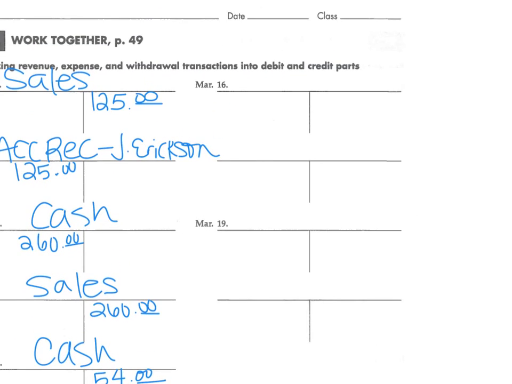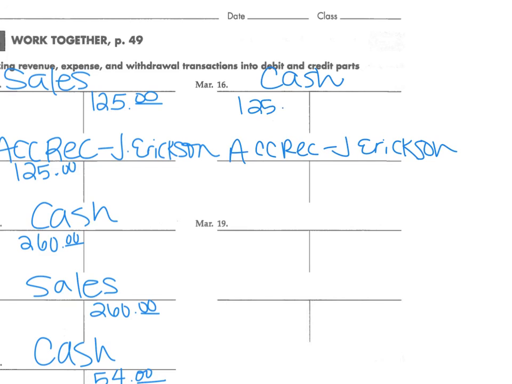Last two. On March 16th, received cash on account from Johannes Eriksson. So once again, cash is affected. And then our accounts receivable for Johannes Eriksson would be affected because they're paying off part of what they owe. So we're receiving cash, so it would increase. So would I debit or credit cash if it's an increase? I would debit it. So I'm going to debit it for $125. And then I need to decrease my accounts receivable because I'm taking off $125 of what Johannes Eriksson owes.